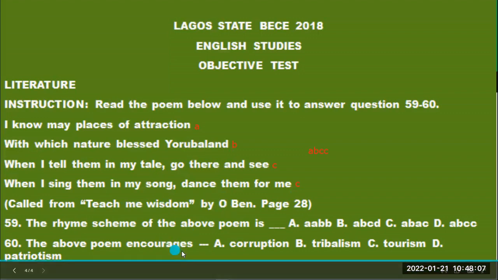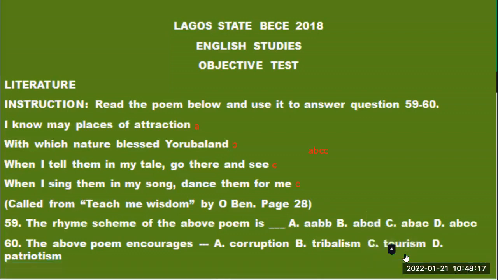So the above poem encourages A, corruption, no. B, tribalism, no. C, tourism, yes. D, patriotism, somehow. But the dominant theme, or what we call the thematic preoccupation, is tourism. All right. So this is exactly where we are going to draw the curtain in today's lesson.